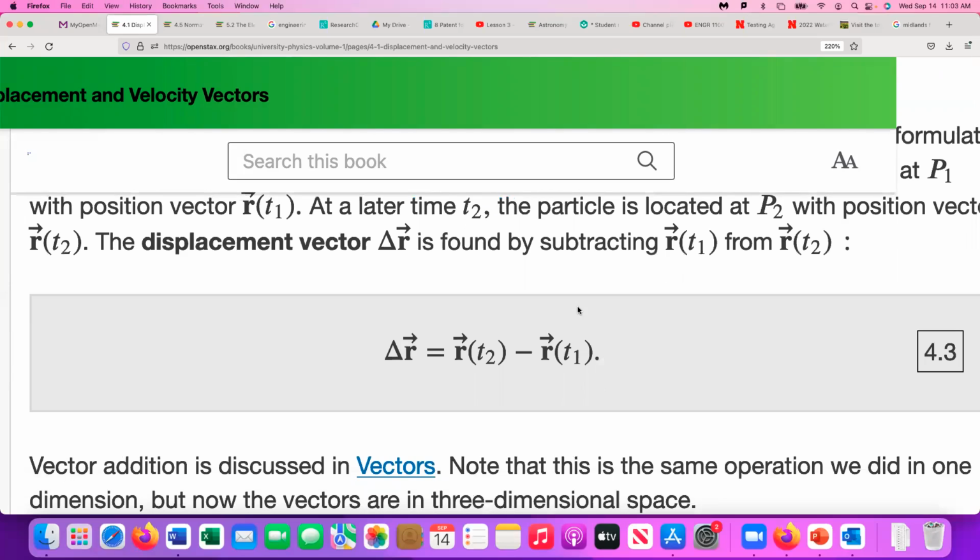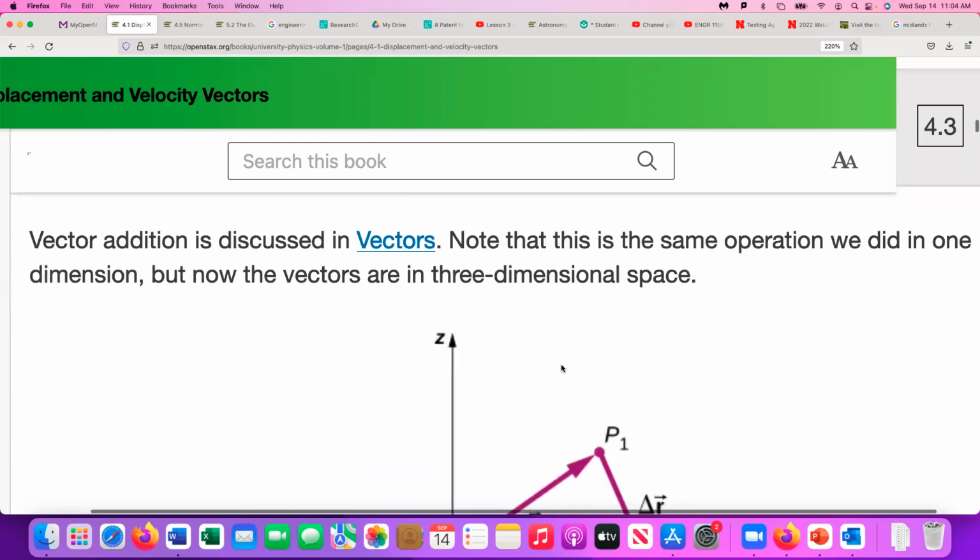Then, of course, we go on to the next most simple vector, which is the displacement vector, which takes you from one point to another point. So you have two position vectors, R1 and R2, or it can be R at T1 and R at T2, however you want to think about it. The displacement vector will be the difference between those two. You take R2 and subtract R1 from it, and that gives you your displacement vector.